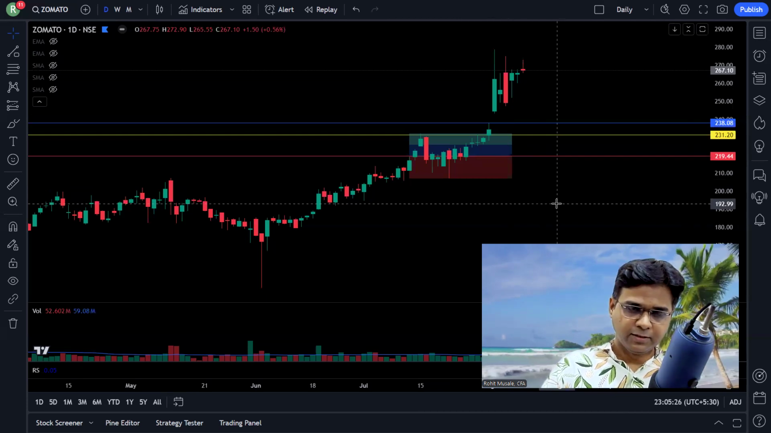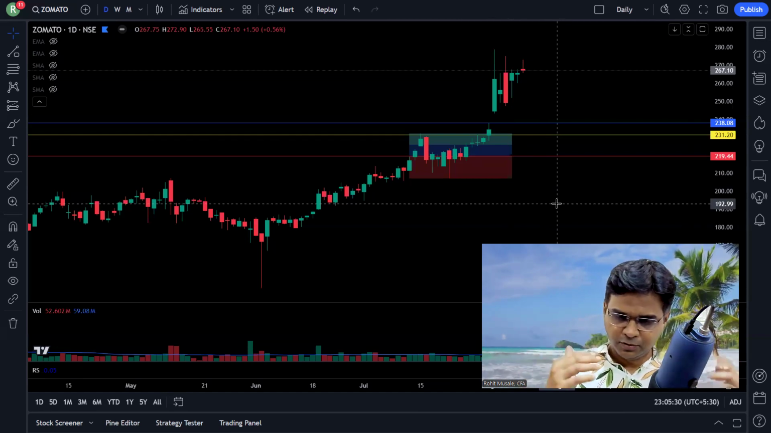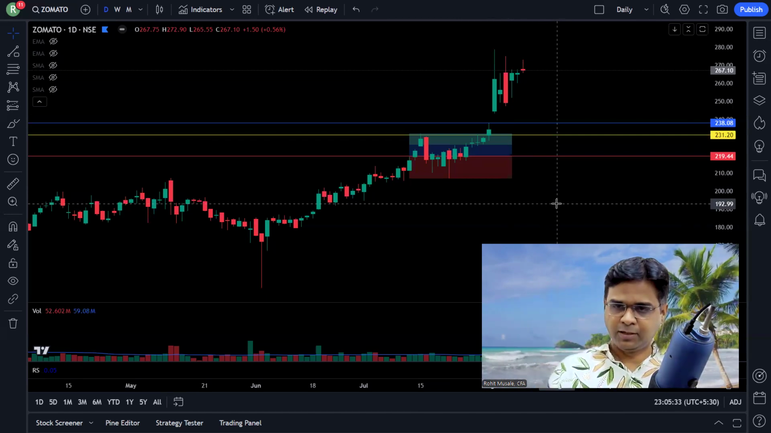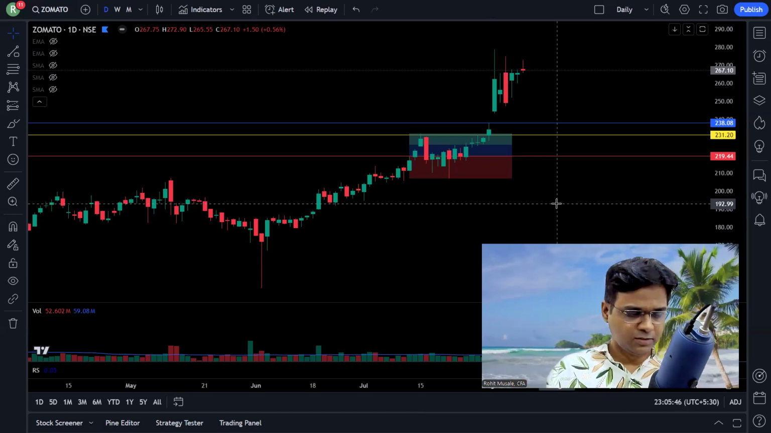Okay, if it doesn't go in my favor, then I will do some damage control. I will try to reduce the risk further in the stock. See, my gains are not protected in this stock. My capital is protected. My gain is not yet protected in the stock. Okay, I can do that. I have the flexibility to play around with my stop loss.